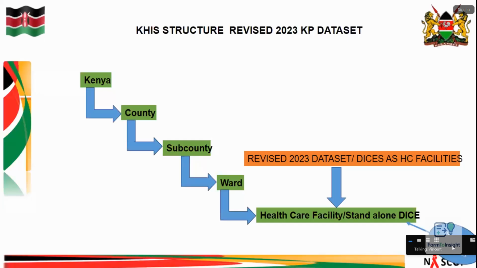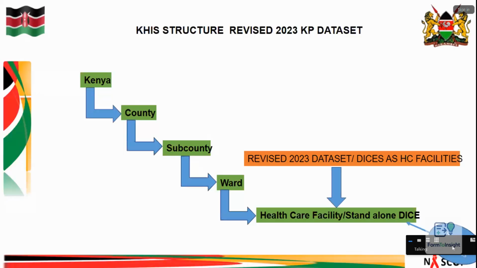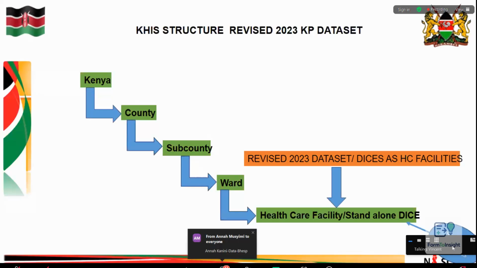all their records to that facility, ensuring that all the KP records, including testing, including the files, are allocated in that facility for easier accountability, and again to ensure that we are reporting the service actually where the service happened, instead of migrating data from one sub-county to another. So you realize that once you log into KHIS, you come to the sub-county, then you go to ward, and then you choose the healthcare facility or the standalone DICE where the service is happening. So this is the structure as from January 2023.